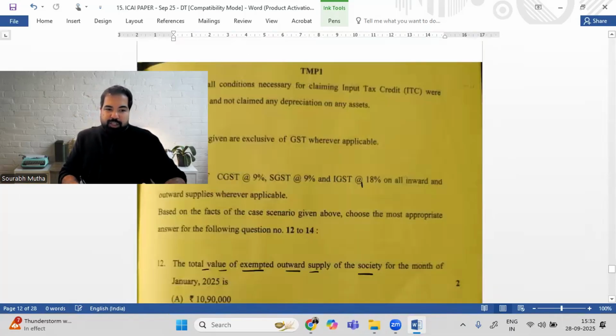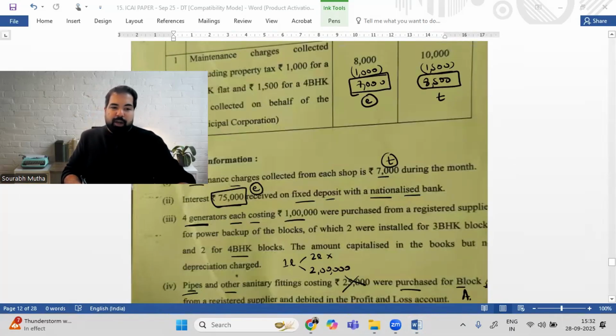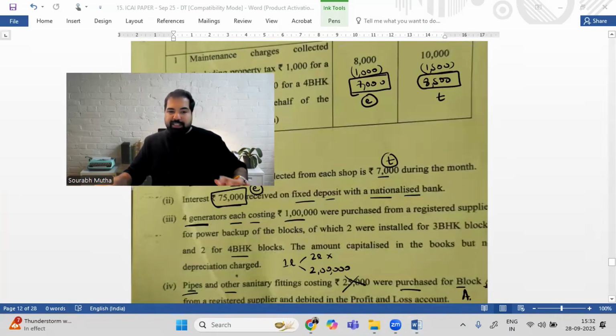That's it, guys. This is GST. I believe the GST part was a little more difficult as compared to the DT part. But that's how life is. There's a balance. Here also there's a balance. DT has balanced out GST. Hopefully you understood the questions.